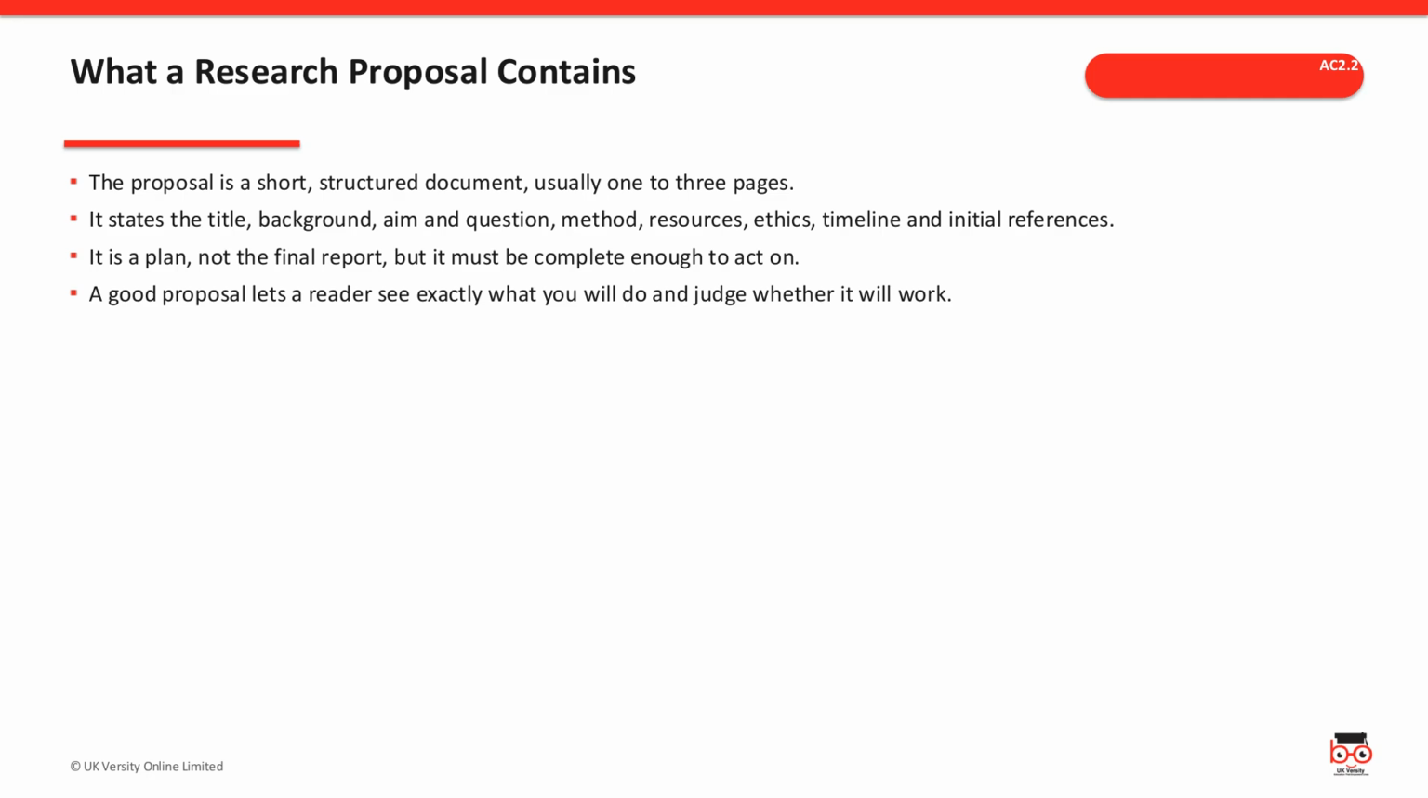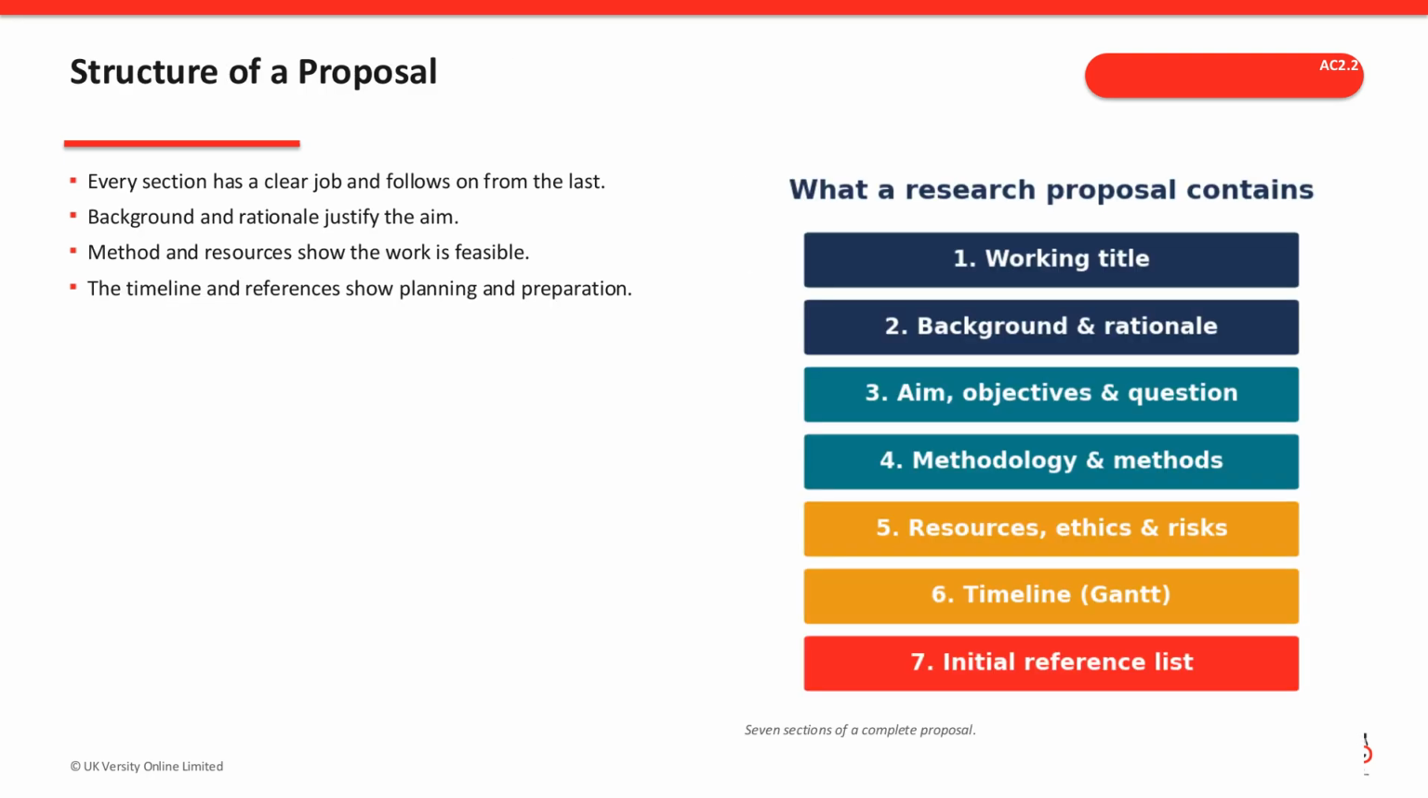Let's talk about what actually goes into a research proposal. It's a short, structured document, usually somewhere between 1 and 3 pages. It states your title, the background, your aim and question, the method, the resources, ethics, a timeline, and some initial references. Remember, it's a plan, not the finished report, but it needs to be complete enough that someone could act on it. A good proposal lets a reader see exactly what you intend to do and judge whether it'll actually work.